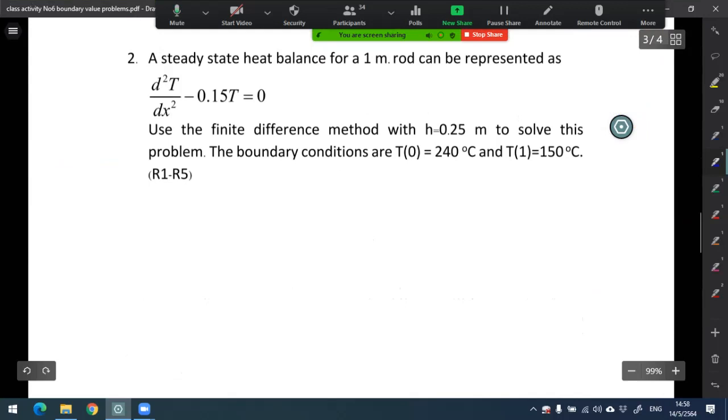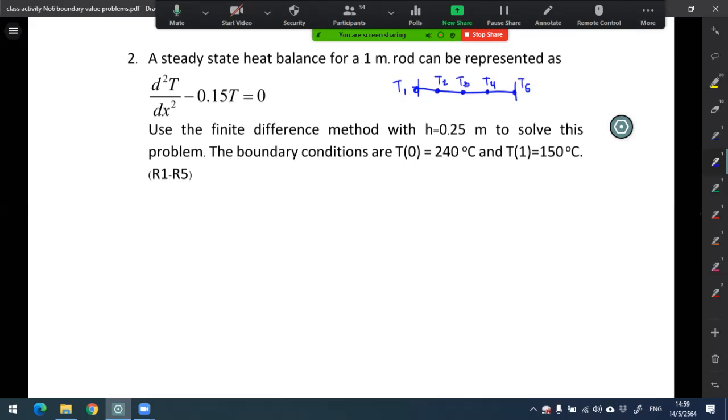So what does it mean? It means that we subdivide it into 4 parts, right? This is the first node, it's T1. This is T2, T3, T4, and T5. We subdivide into 4 segments.